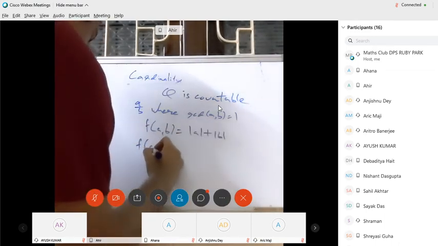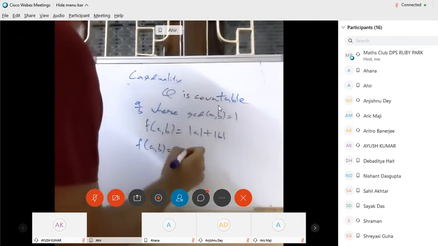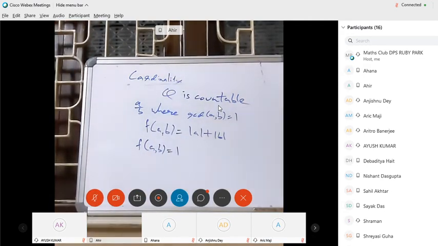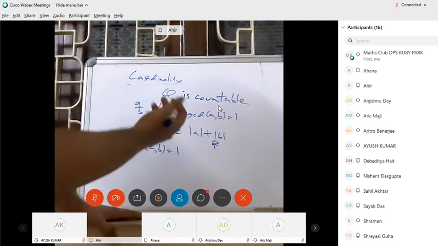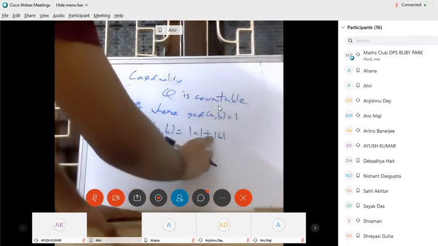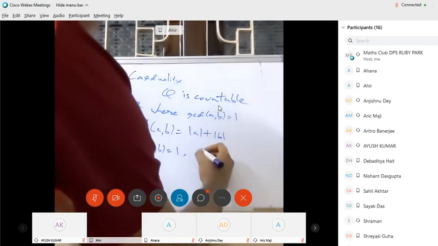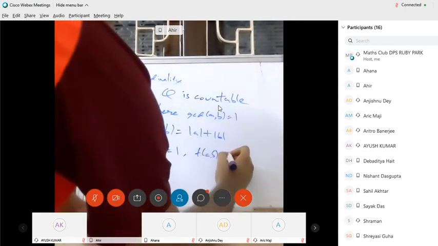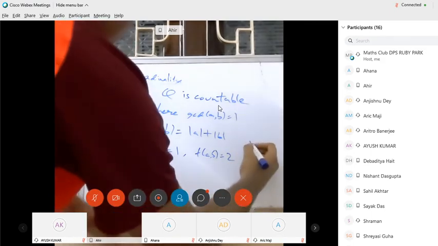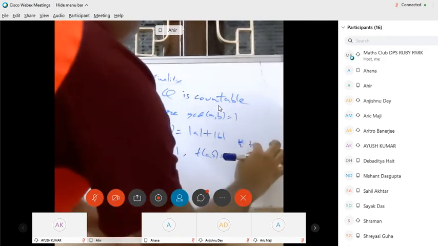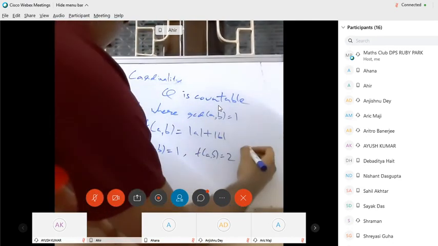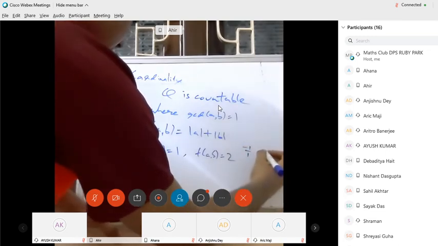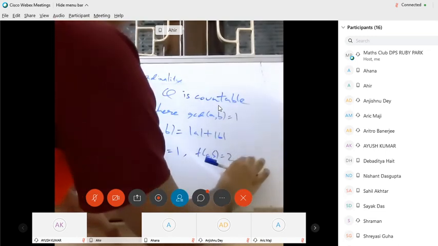Now take f of a comma b equal to 1. How many such rational numbers are there? Technically you have 0 by 1. So 0 is the only rational number which satisfies this. If you have f of a comma b equal to 2, then you have 1 by 1, and the negative ones as well. So you have minus 1 by 1. Yes, that's the only one.